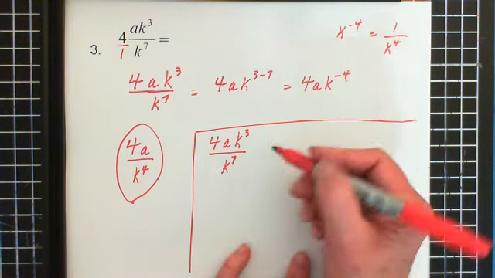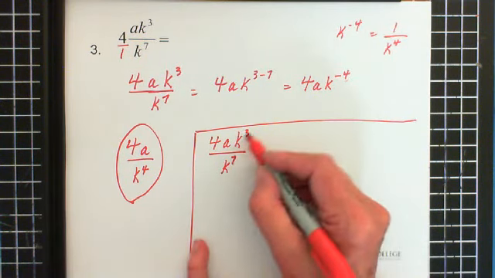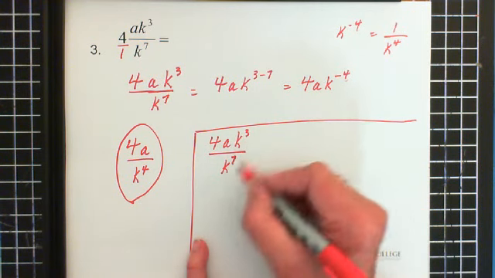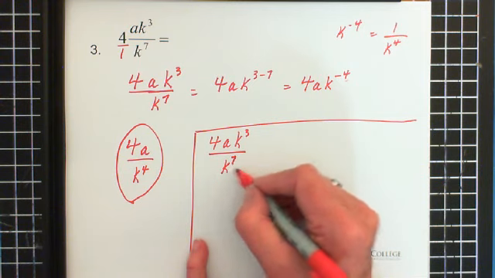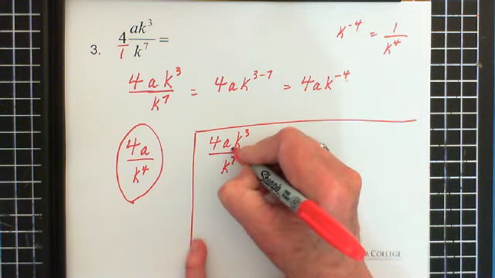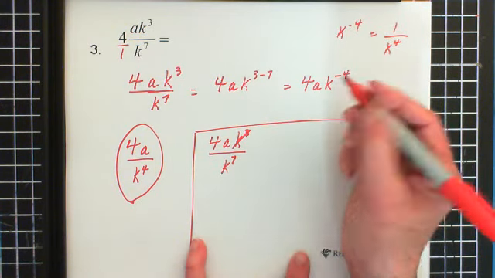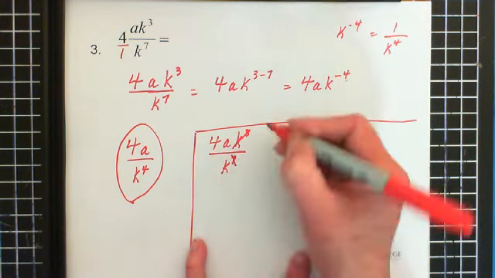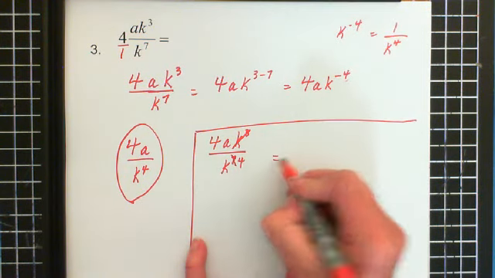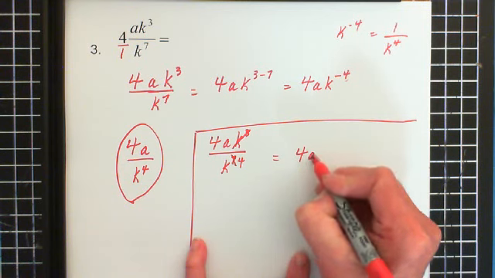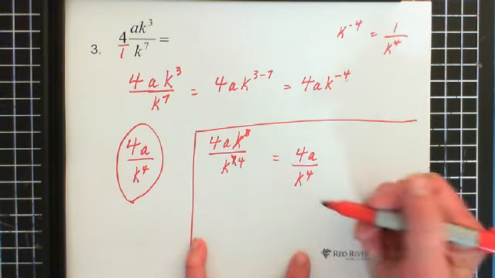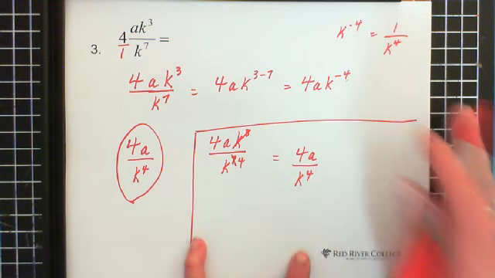The shortcut here is saying that we have k cubed up here, so there's k times k times k, and we have k to the power of 7 here, so we have 7 k's down here. So you can say to yourself, I'm just going to get rid of this k cubed. I'm going to get rid of 3 of these, so I'm left with k to the 4th. And rewriting it, this is 4a over k to the 4th. So you can see this one's much quicker, but either way works.